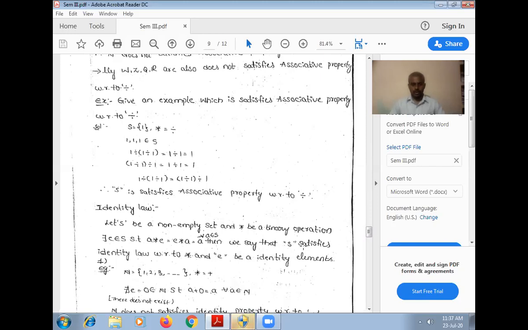So it is associative. The associative property condition is A star (B star C) equals (A star B) star C.